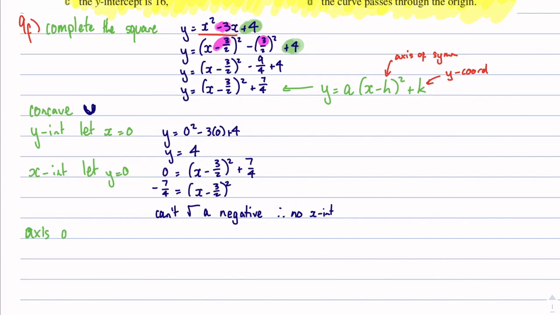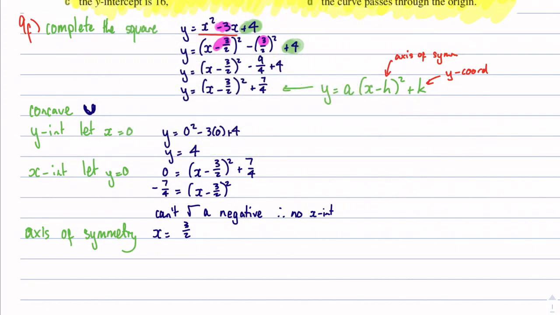axis of symmetry. Here we don't have to add our x-intercepts or anything. We know straight away, well, it's just as well because we can't actually add x-intercepts when there are none. We don't have to find halfway between our x-intercepts. Here we know that the axis of symmetry is just whatever's minused in this bracket. So x equals 3 on 2.